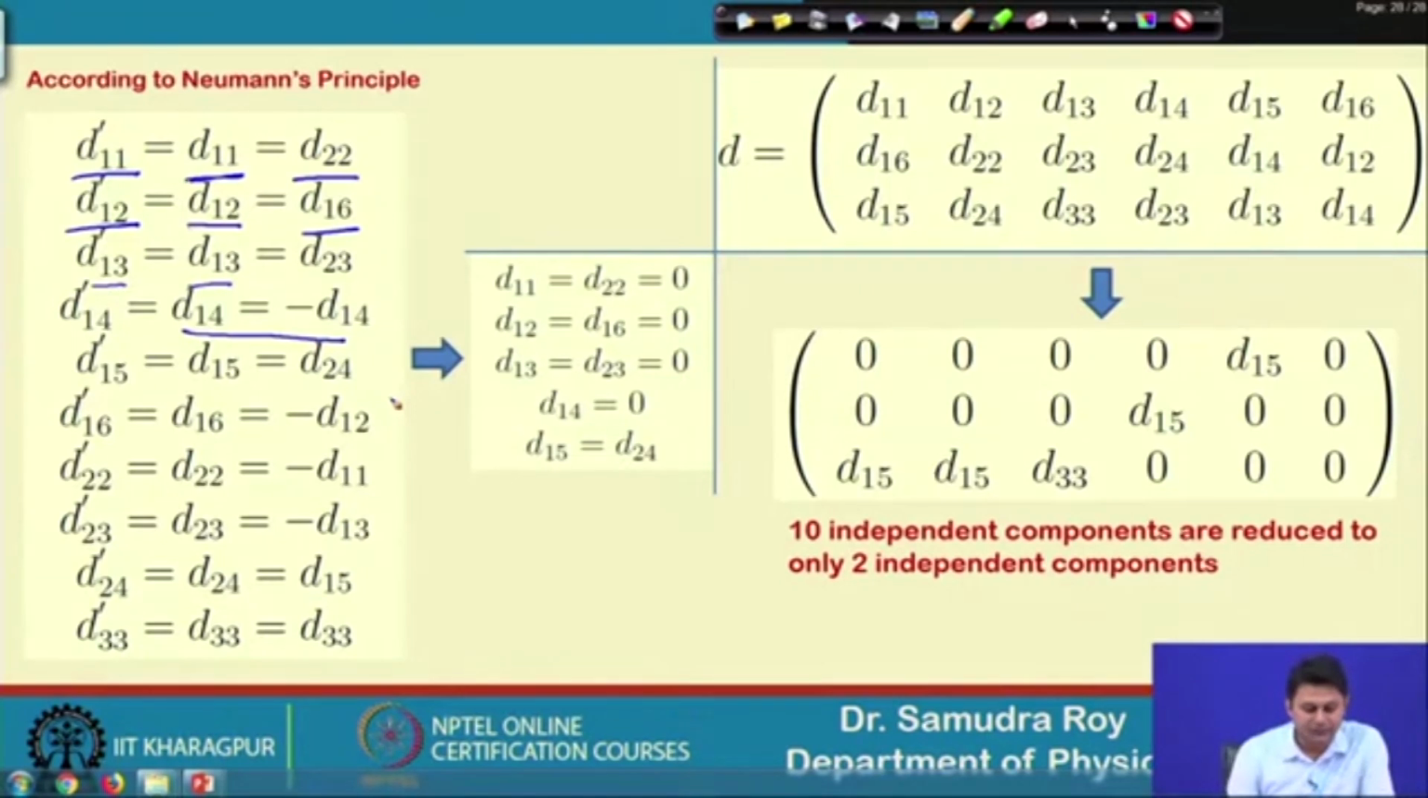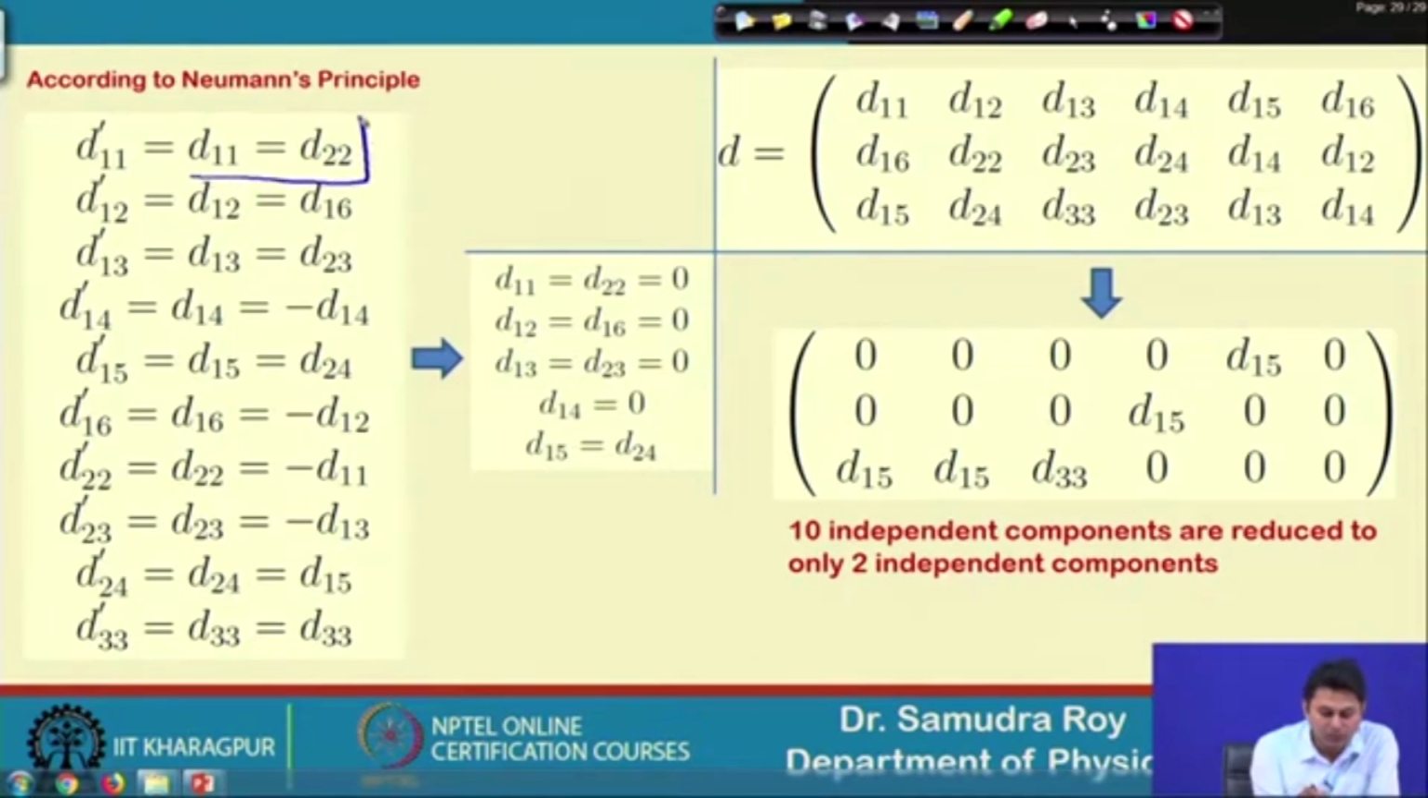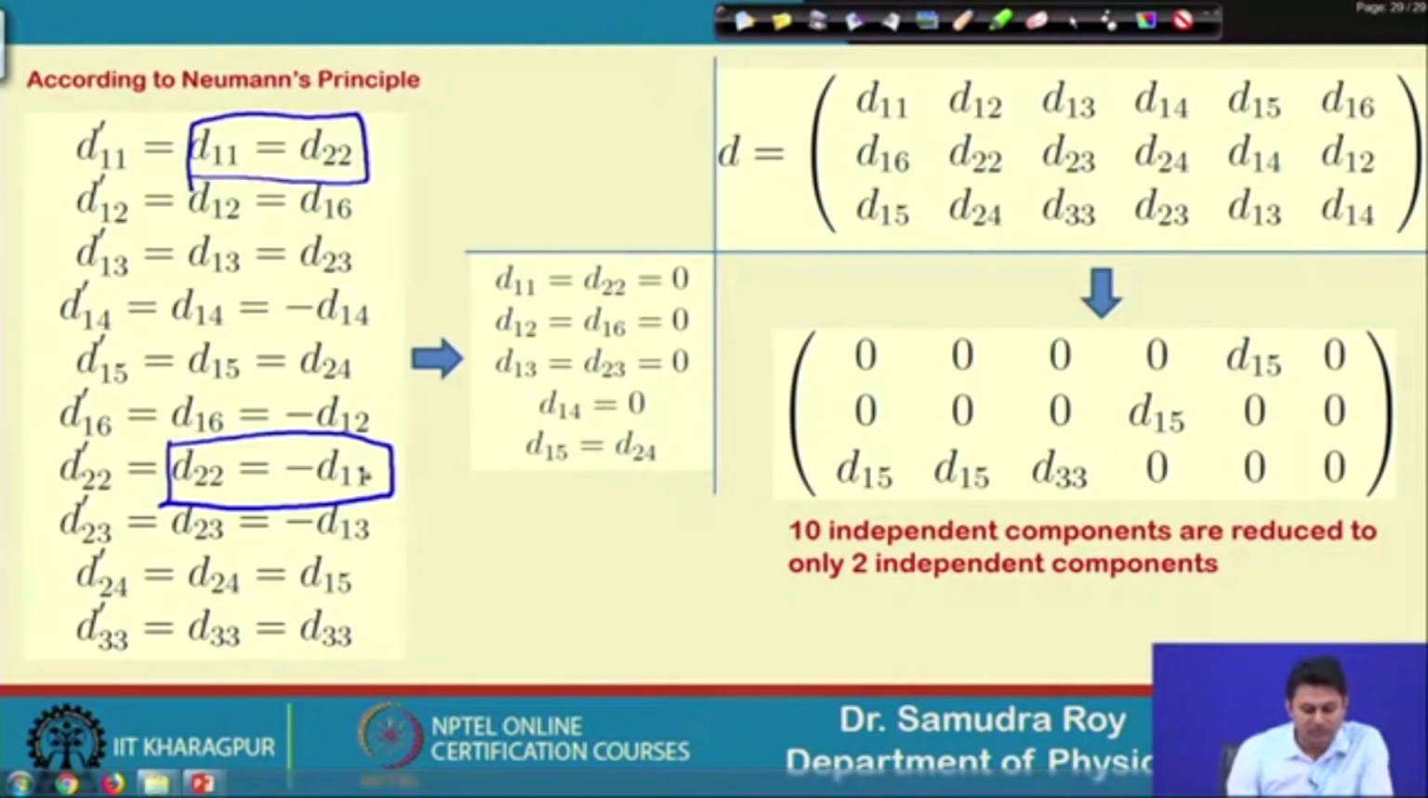Now from here we find some really interesting expressions. Here for D11 we find one equation: D11 is D22. In a similar way we find D22 is equal to minus D11. If I compare these two equations, we readily find D11 is equal to minus D11. It is never possible that D11 equals minus D11, that means D11 has to be 0. The only solution of this equation is D11 equal to 0. So D11 is 0 means D22 is 0.